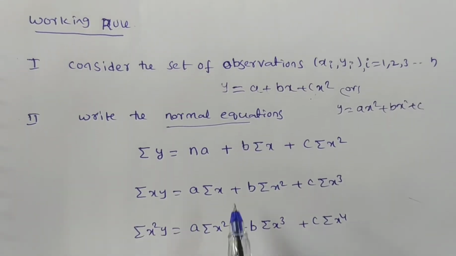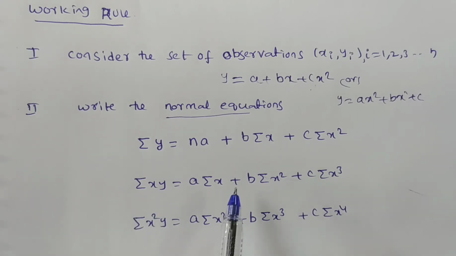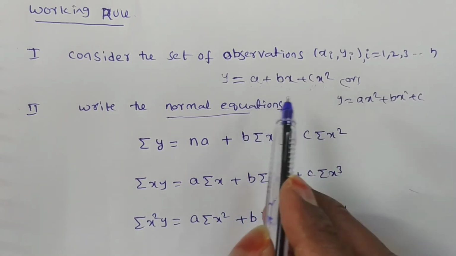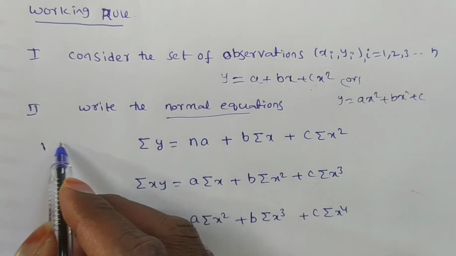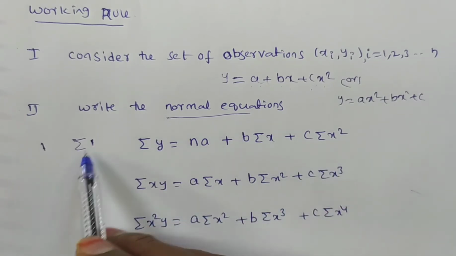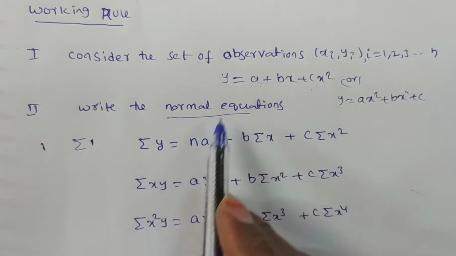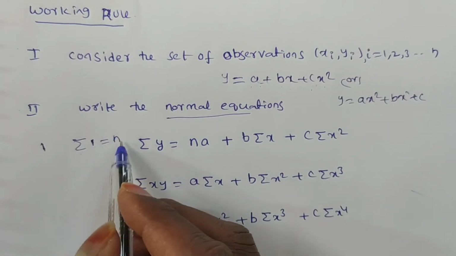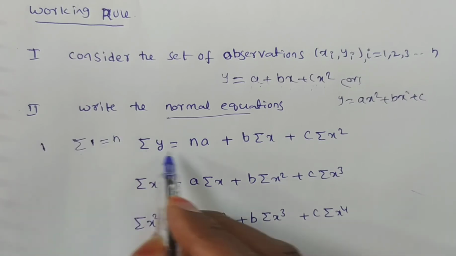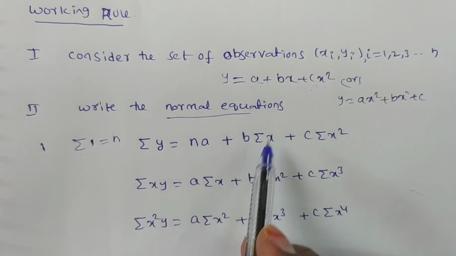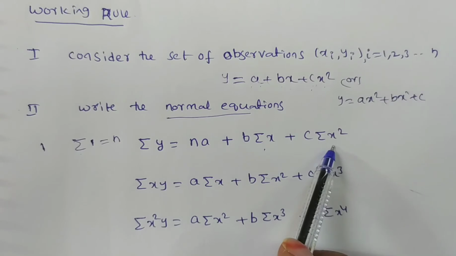How to get the normal equations? To remember them, see what is the a coefficient? 1. The b coefficient is x, the c coefficient is x square. Now the a coefficient is 1, so we multiply the entire equation with summation 1. Then summation 1 into y is summation y. Summation 1 into a means summation a. Summation 1 is nothing but the number of observations, n. So it is na, since a is a constant. Next, 1 into summation x is summation x. 1 into summation x square is summation x square.